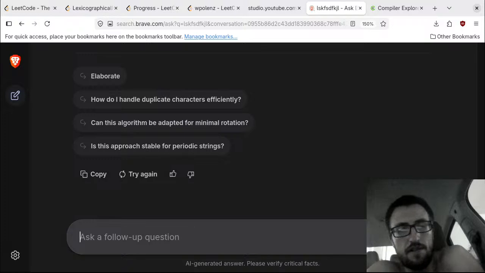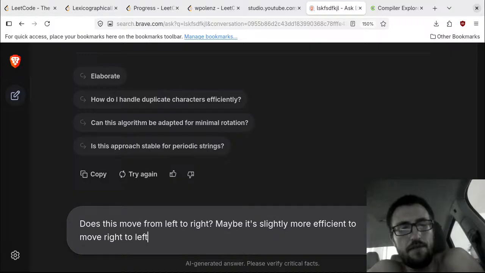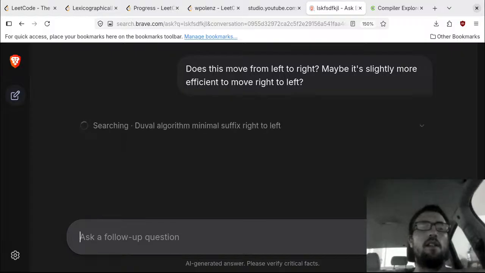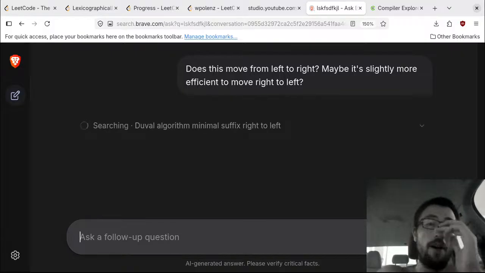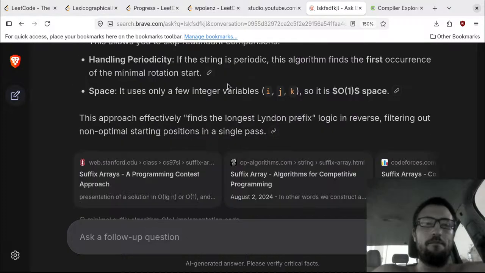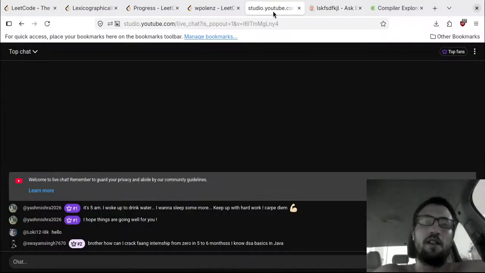Does this move from left to right? Maybe it's slightly more efficient to move right to left. So that's really interesting. I hadn't considered that might be the case. Also, I think I'm starting to run into too much context. Not sure I have enough.